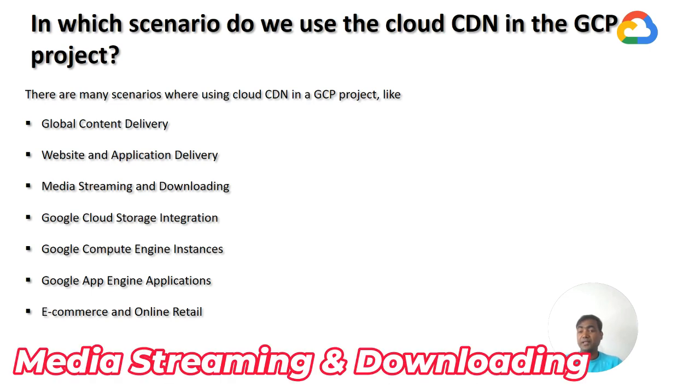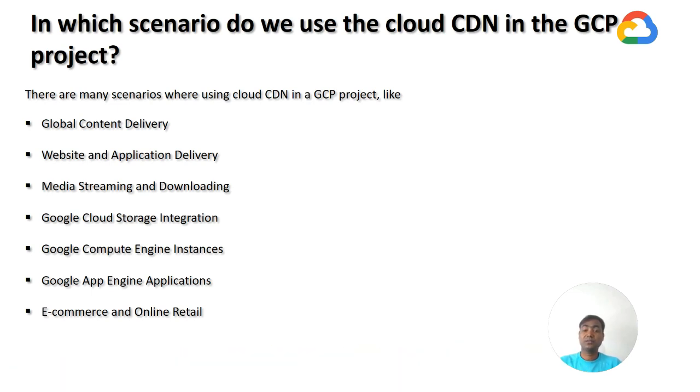Guys, media streaming and downloading. Cloud CDN is well suited for delivering media content such as streaming video, music or large file downloads. By caching media files at edge locations, you can provide a smoother and faster experience for users, especially those on slower or less reliable networks. Video on demand, guys: deliver video content with reduced buffering and stutter by caching popular videos at edge locations closer to viewers. Live streaming: improve the quality and reliability of live streams by minimizing latency and ensuring smooth playback for a global audience.